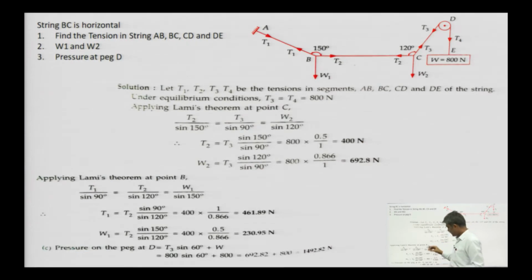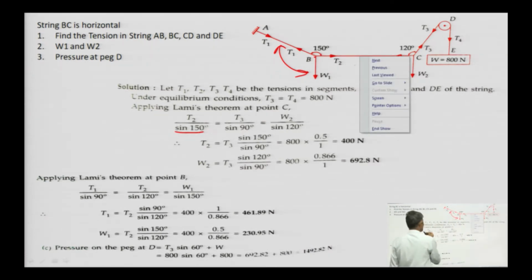So, here is the solution. We use Lami's theorem at point C. What will be the equation? We will get T2 divided by sin of this angle, and how much is this angle? 360 minus 150 minus 90. This is at point C actually.